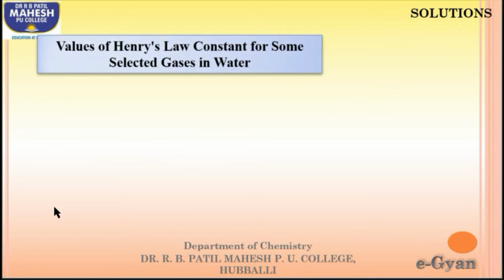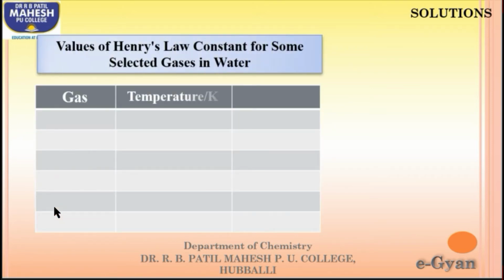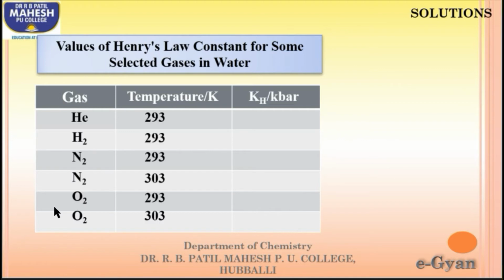For some of the selected gases, the value of Kh is listed here. You can note down. For helium, it is 144.93. Above 3 are at the temperature of 293. Hydrogen 69.16. Nitrogen 76.48. Nitrogen 88.84. Oxygen 34.86 at 293 Kelvin and 46.82 at 303 Kelvin.